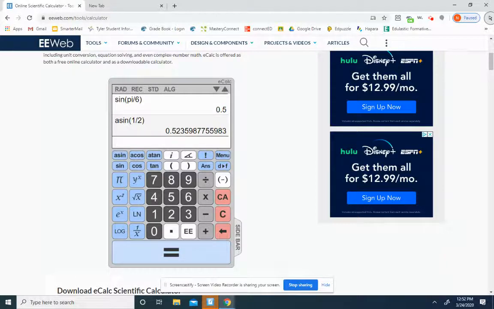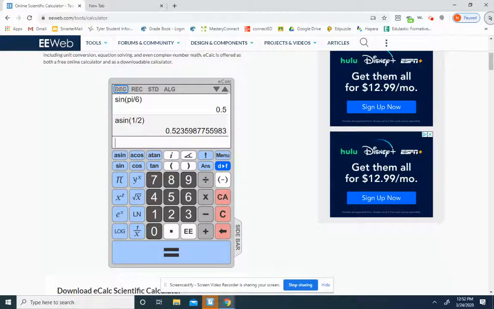And probably something else I should teach you is how to change from degrees to radians. So if you go up here, this will be the little button that tells you radian, degree, or grad. So if it's here, it's degrees. GRD, we don't do GRD. And then there, it would be radians.